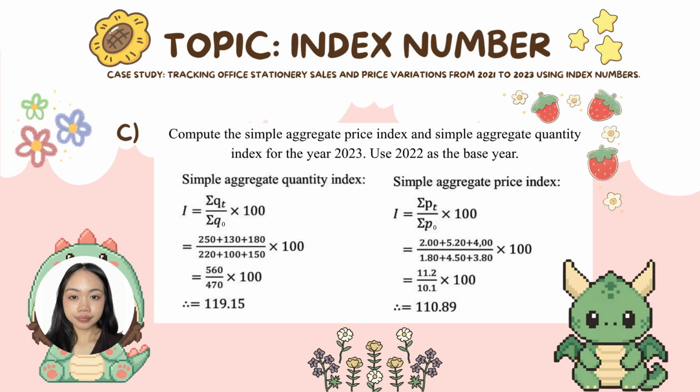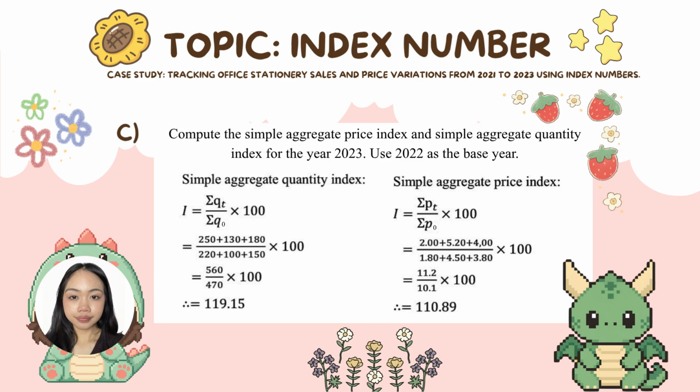Substitute all the information into the formula. 250 plus 130 plus 180 over 220 plus 100 plus 150, times 100, and it will be 560 over 470 times 100, and the final answer will be 119.15.